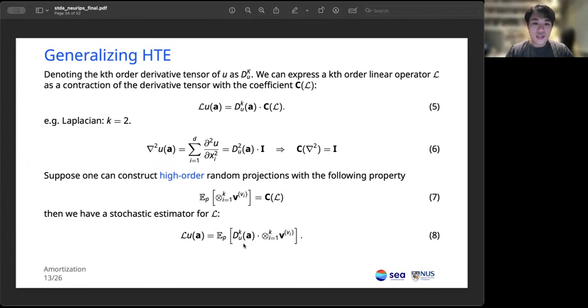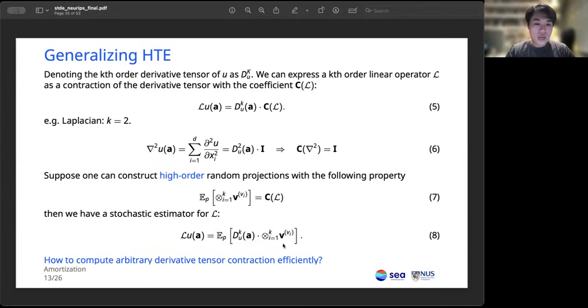And on this expectation, we can apply Monte Carlo integration, just as in the case of regular HTE, to convert this to a mini batch setting. But now the problem is, what's inside the expectation still looks complicated, because you have a full derivative tensor, and then you are doing a tensor dot product with this Kronecker product. So can this really be computed efficiently? The answer is actually yes, but it's slightly convoluted.